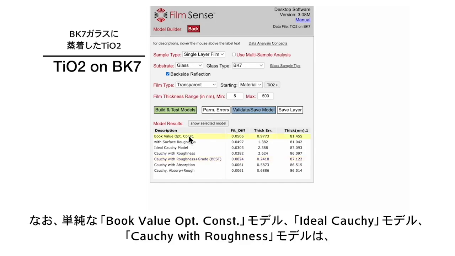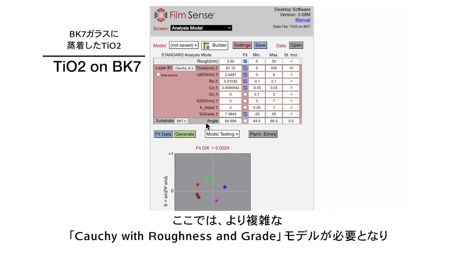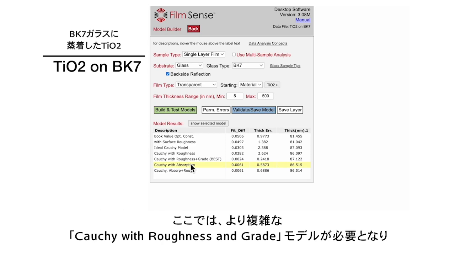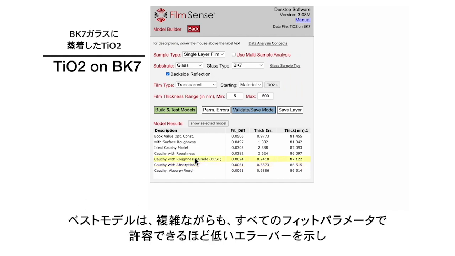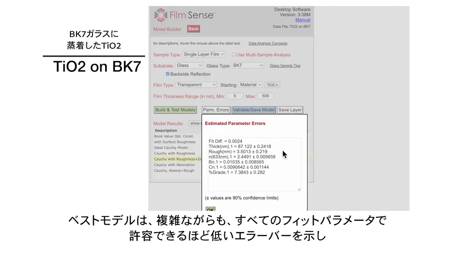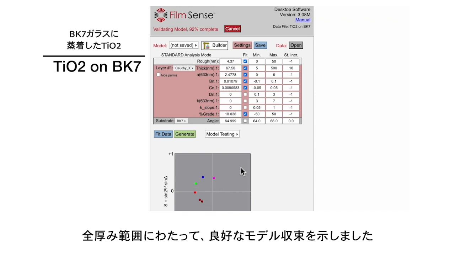Note that the simple book value optical constant model, the ideal Cauchy model, and the Cauchy with roughness model do not fit the data acceptably, as their fit diff values are more than 10 times larger than the best model. The more complex Cauchy with roughness model and grading is really required in this case, and it also fits the data better than models which included absorption in the film. In spite of its complexity, the best model still exhibited acceptably low error bars on all the fit parameters and good model fit convergence over the full thickness range.